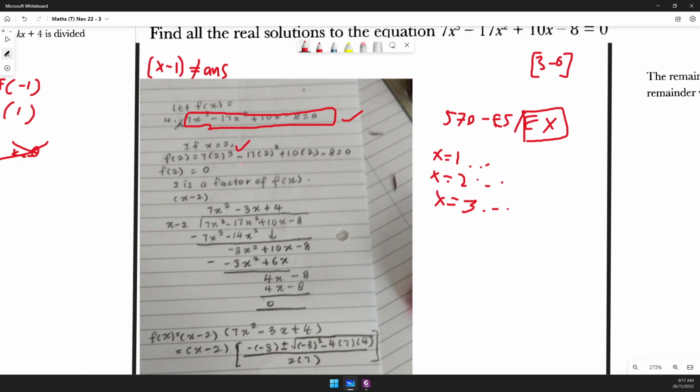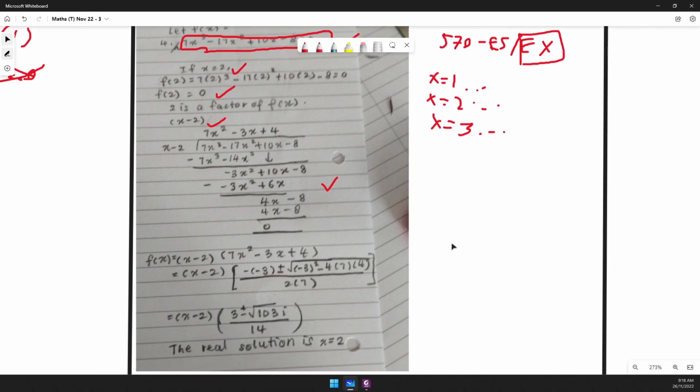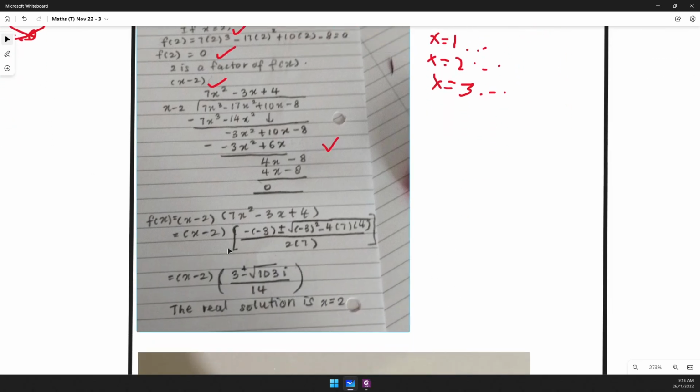Okay, x equals 2, then you put 0. This one would drop. Then you state 2 is a factor of x. Okay, good job. Then you do long division. Okay, 1 mark. So what part of this working isn't necessary? I would say this part isn't necessary.